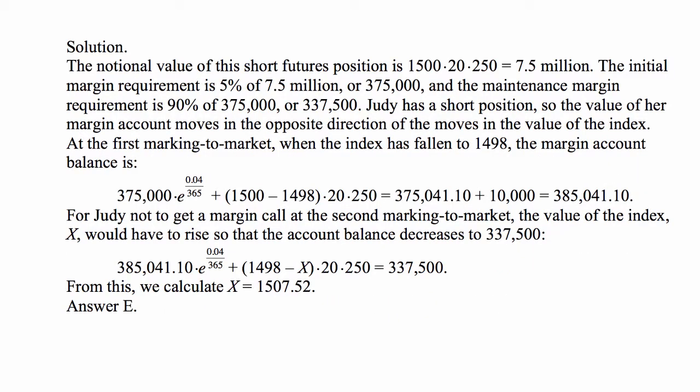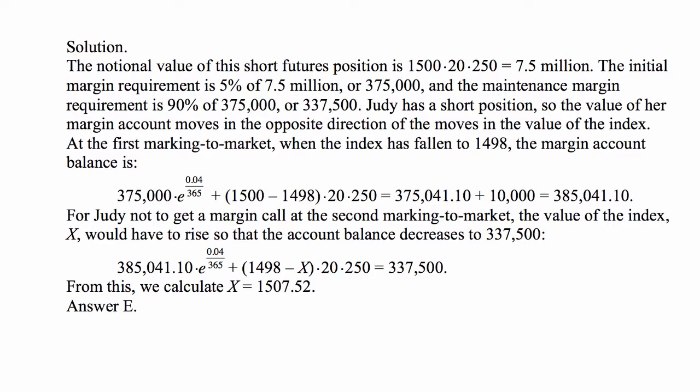Well, in this case, the notional value of this short futures position is 1,500 times 20 times 250, so 7.5 million. The initial margin requirement is 5% of 7.5 million, which is 375,000, and the maintenance margin requirement is 90% of that 375,000, so 337,500. Now Judy has a short position, so the value of her margin account moves in the opposite direction of the moves in the value of the index.